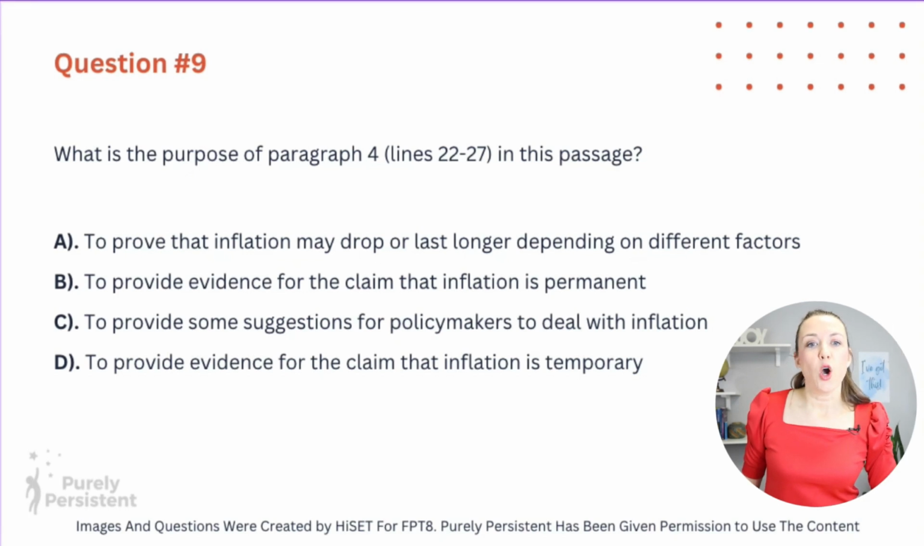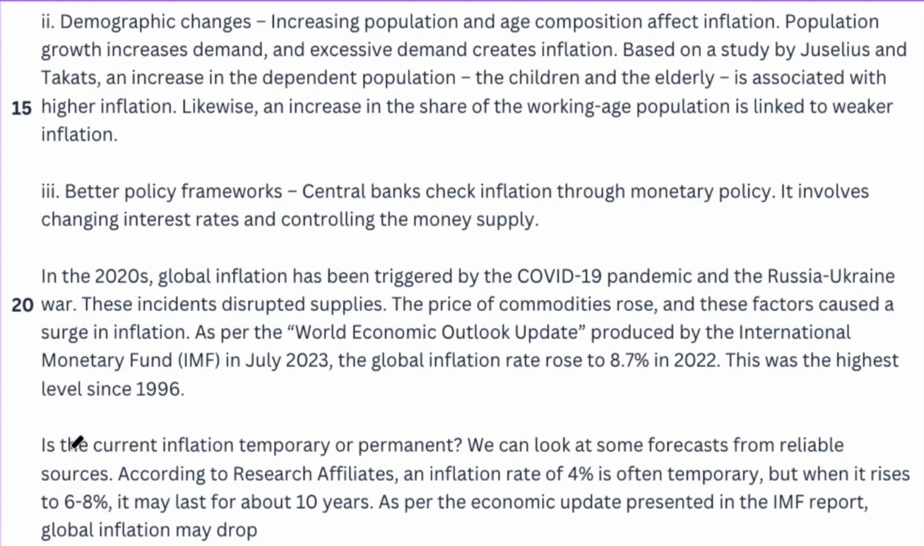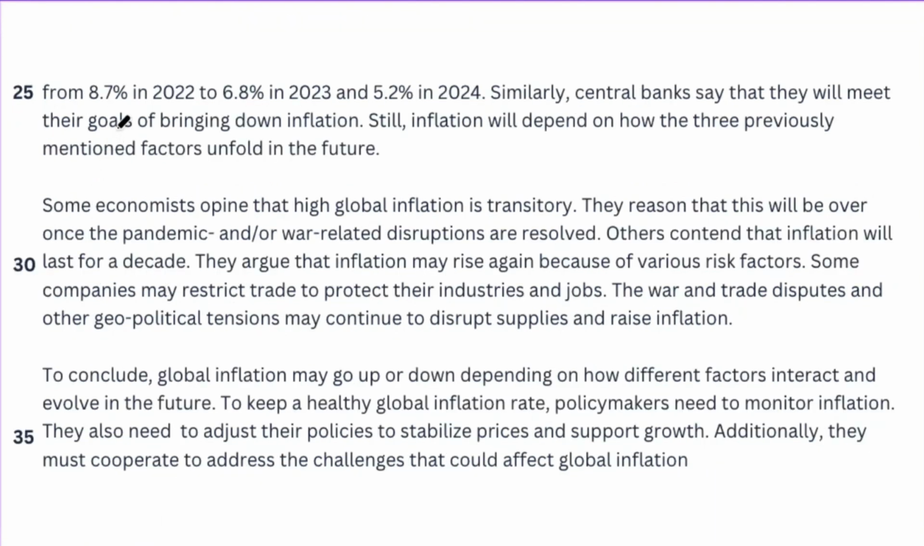Question number 9. What is the purpose of paragraph 4, lines 22 through 27 in this passage? So here we have paragraph 4 down here. So is the current inflation temporary or permanent? So it looks like we're looking at Research Affiliates. 4% is temporary, 6 to 8% is long-term. Here it's predicting what the inflation is going to be. Central banks say their goals of bringing down inflation.